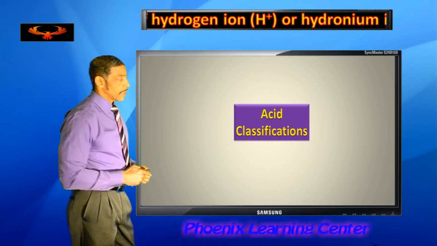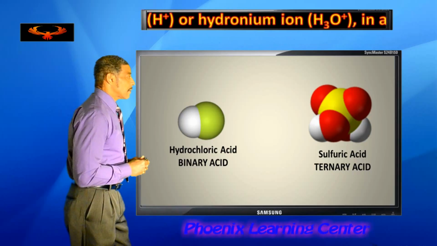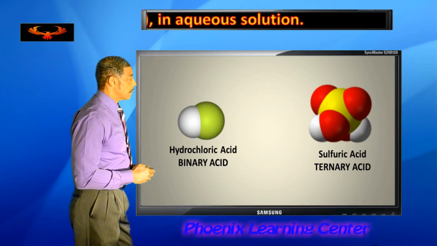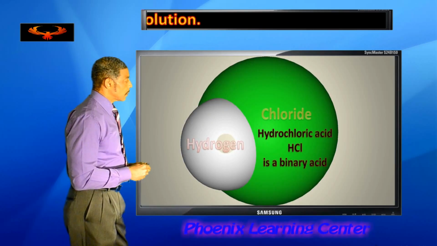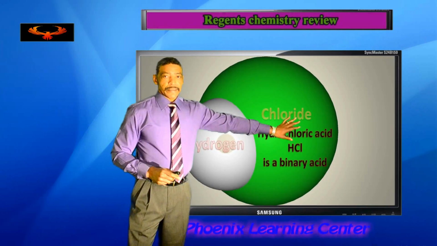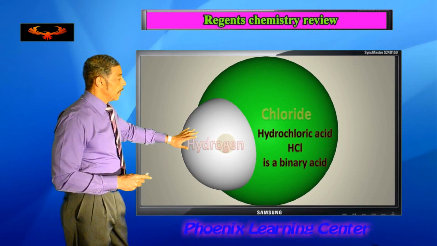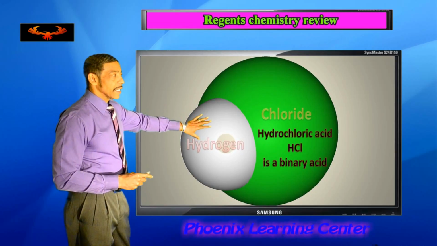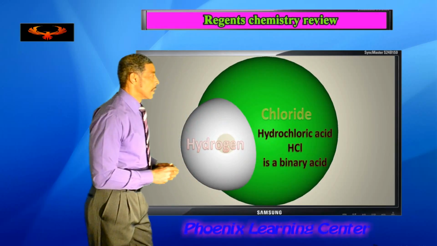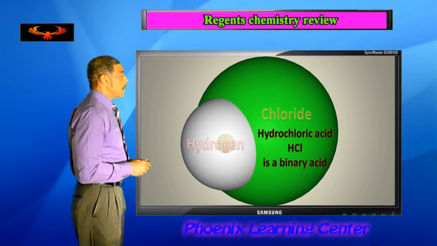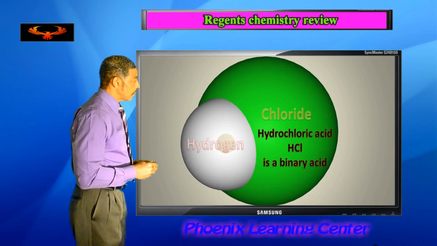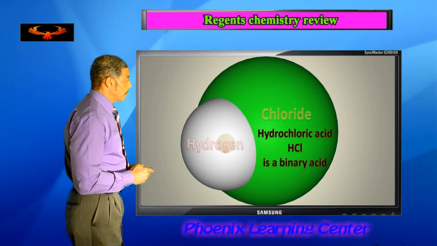Now for acid classifications. Arrhenius acids may be binary molecular compounds or ternary molecular compounds. Binary acids will contain one or more hydrogen ions and an anion. In this example, the acid contains the hydrogen ion and the anion of chlorine, which is chloride. Therefore, the name of this acid will be hydrochloric acid, HCl. And hydrochloric acid is definitely a binary molecular compound.